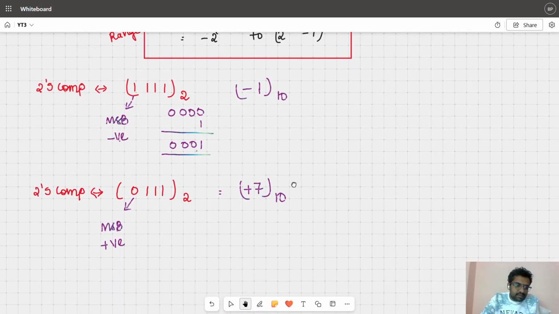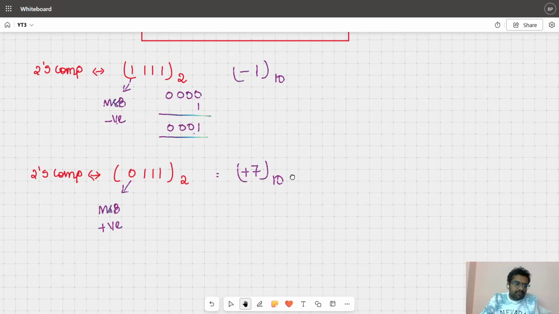And this is the method which we are going to prefer. Whenever a value is given in the two's complement equivalent form, the MSB value plays a crucial role. If the MSB is 1, we consider it as a negative number. And if the MSB is 0, we consider it as a positive number.